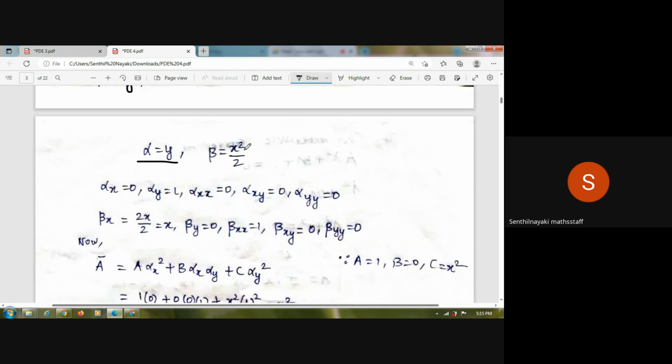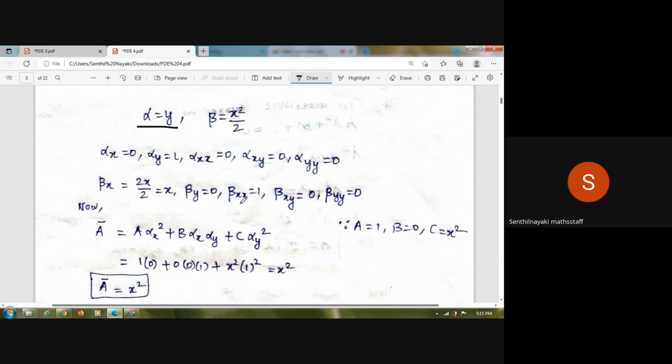Next, beta equal to x square by 2. Then beta x is 2x by 2, so the value is x. And beta y, there is no y term, therefore beta y is 0. This is the first derivative with respect to x and y. Next, the second derivative beta xx. Since beta x equal to x, then beta xx is 1. Beta xy: beta x is x, so we have to differentiate this term with respect to y, there is no y term, therefore this is 0. And beta yy, already beta y is 0, then beta yy is also 0.